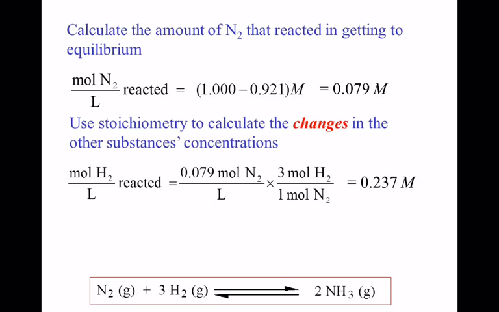This change right here, and this is where I'm not probably going to fight you on labeling things, but if we simply take 3 moles of H2 for 1 mole of N2, and basically take the change of N2, which is 0.079 moles per liter of N2, that will give you a change of 0.237 moles per liter for my H2.